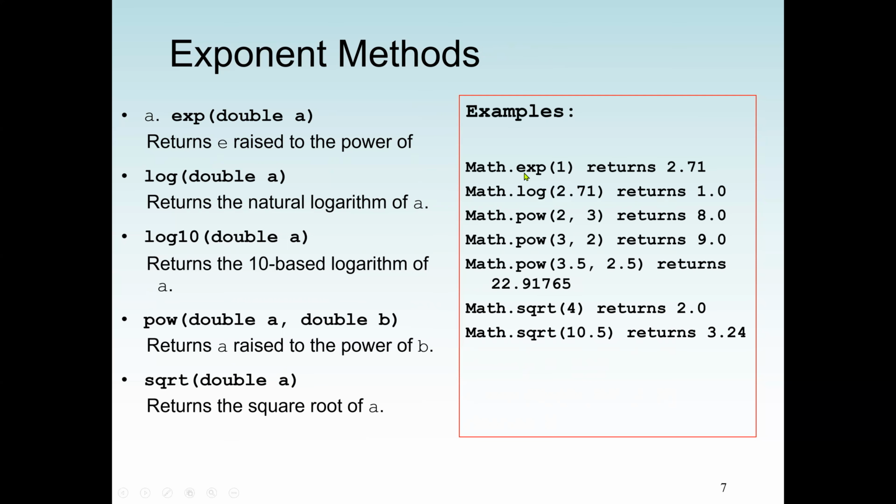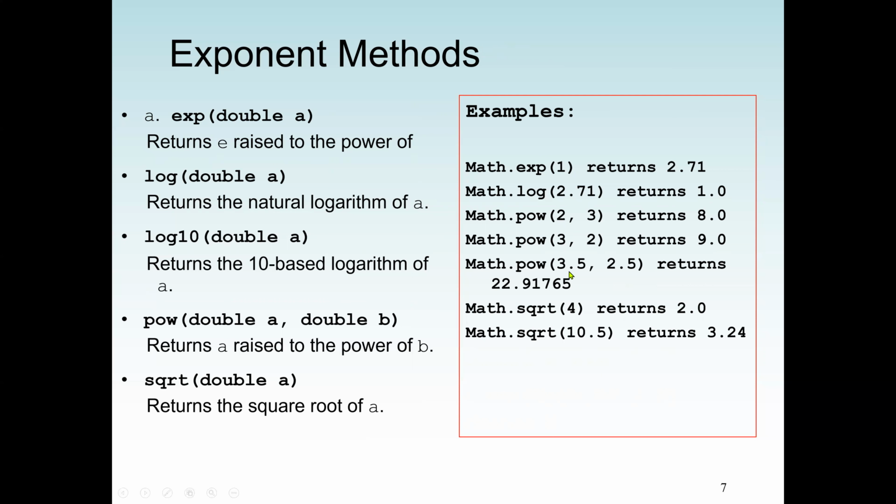So here we have Math again. As we said, anytime we use any built-in method, we have to start with the class name. So here we have Math.exp(1), which means e raised to the power 1, which is 2.71. Then Math.log(2.71) will return 1. Then pow(2, 3) means 2 to the power 3, so that's 8. And also pow(3, 2) means 3 to the power 2, so that's 9.